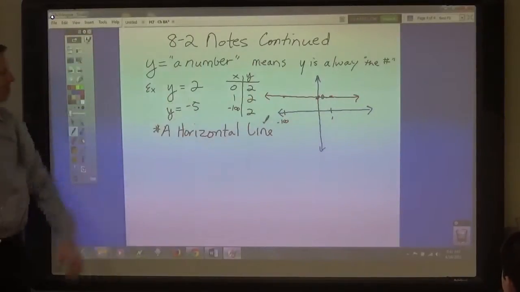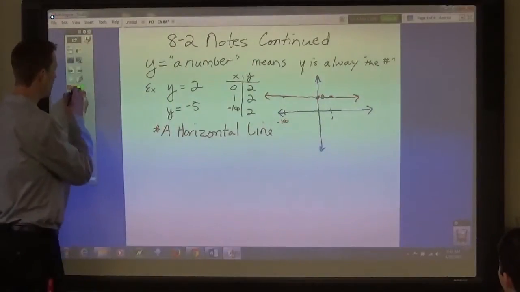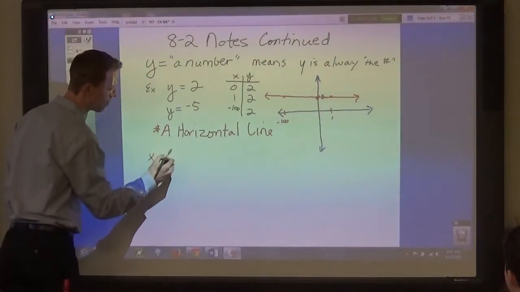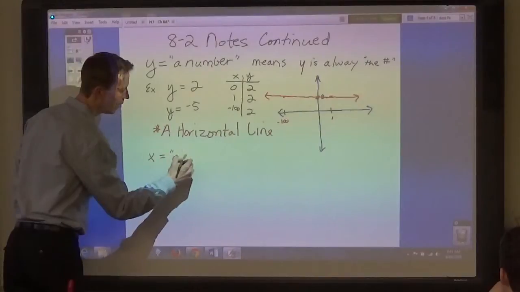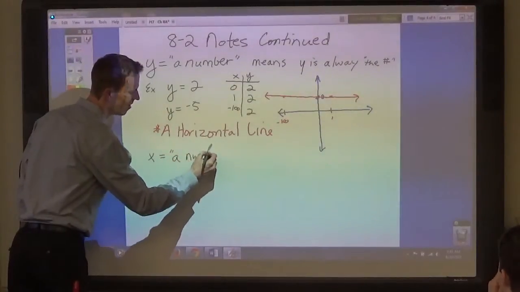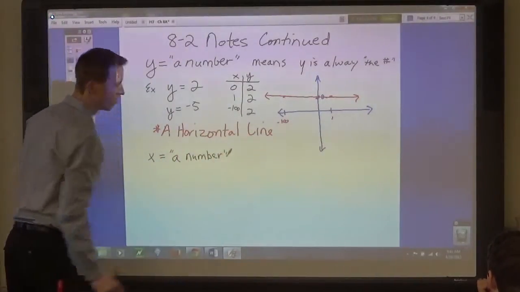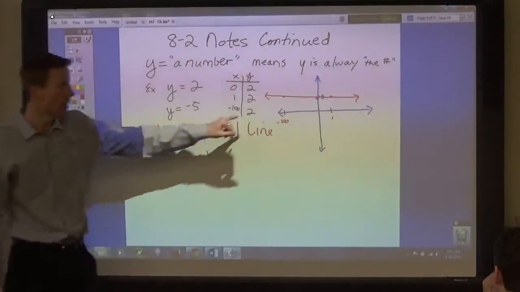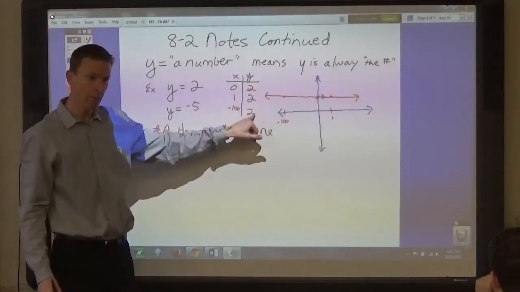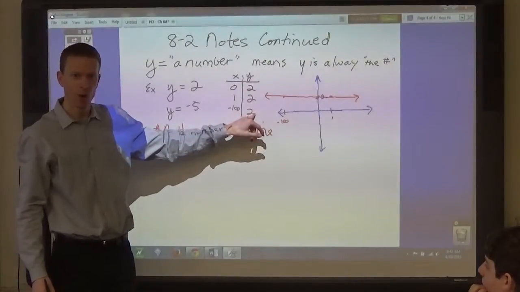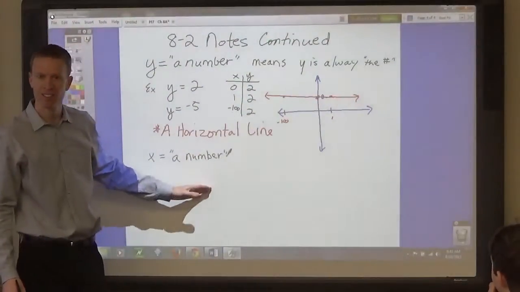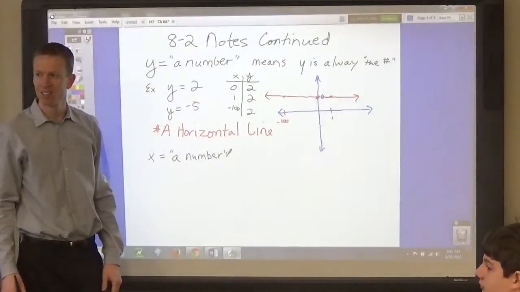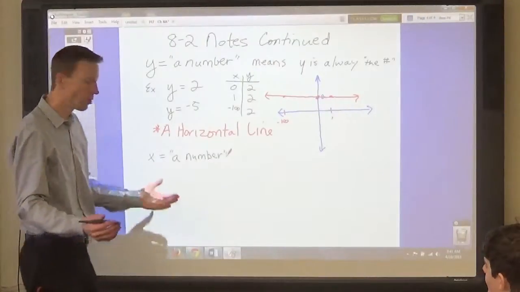Okay? So, can you project what this would give you? X equals a number. If logically y equals a number gives you a horizontal line because y is always the same number, what would x give you? Henry? A straight vertical line. Correct, a straight vertical line.